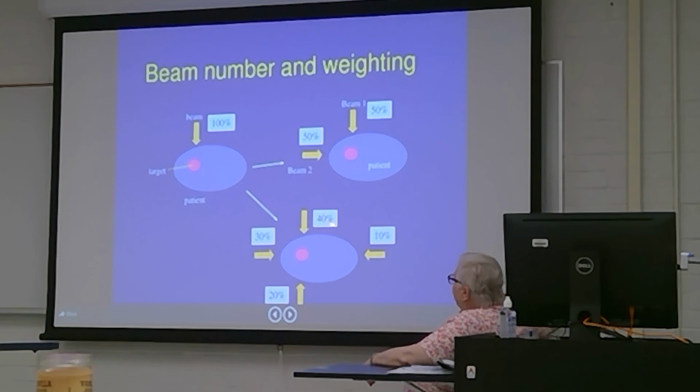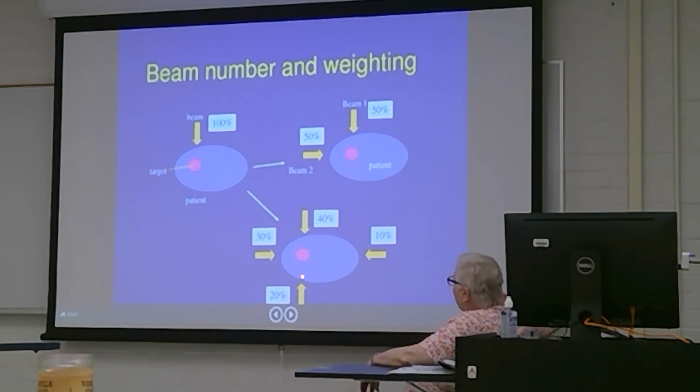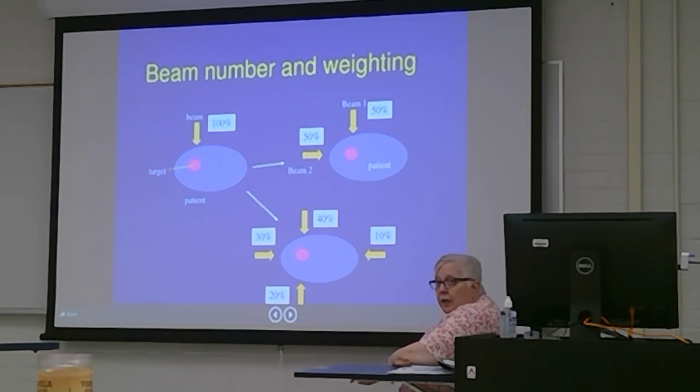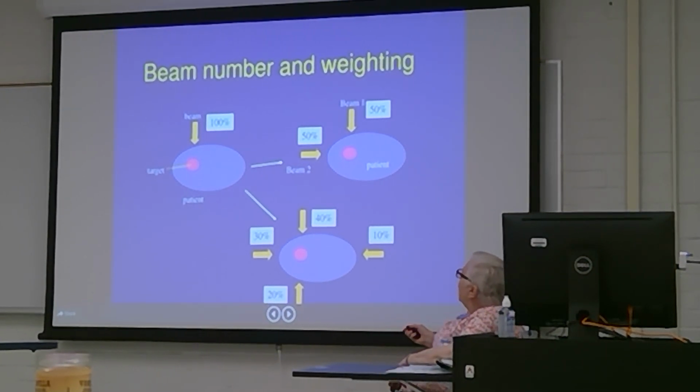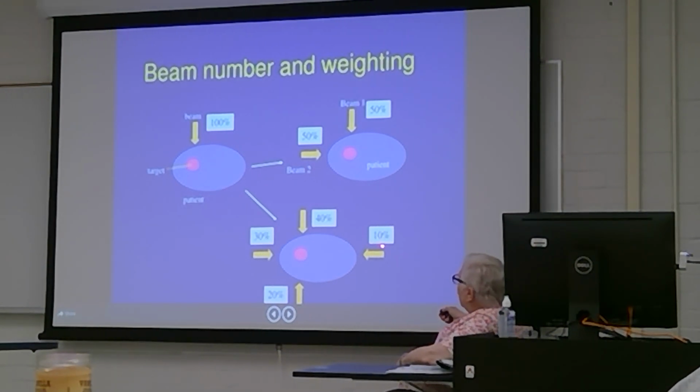Here's another one. This is 40% AP, 30% this way lateral, 20% PA, and 10% this way lateral, simply because of where this is placed. This would be 3D. With IMRT, it gets really complicated. But this is 3D. So you have 10% of the dose coming from this angle, 30% coming from this, 40% coming from here, and 20% coming from here.